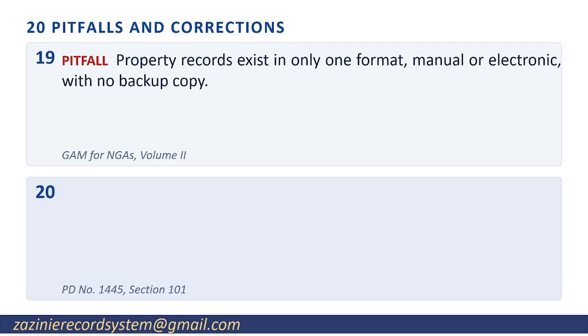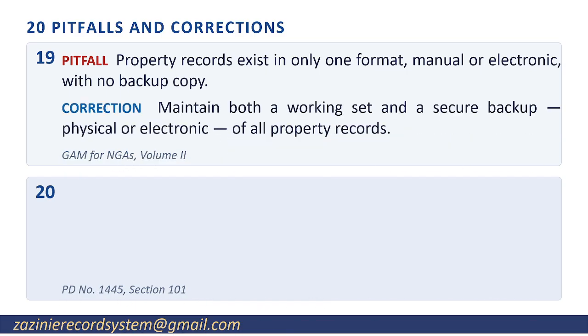20 pitfalls and corrections. Number 19. Pitfall: property records exist in only one format, manual or electronic, with no backup copy. Correction: maintain both a working set and a secure backup, physical or electronic, of all property records.